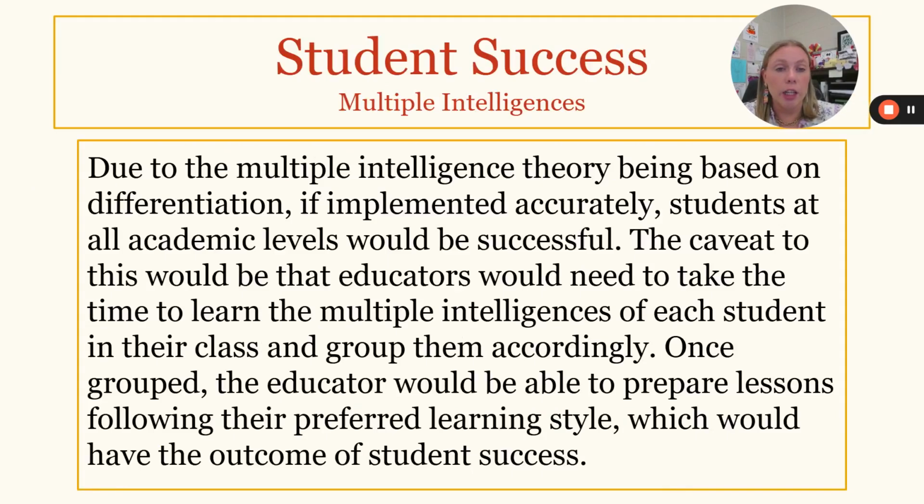Due to the multiple intelligence theory being based on differentiation, if implemented correctly, students at all academic levels would have the opportunity to be successful. The caveat to this would be that educators would need to take the time to learn multiple intelligences of each student in their class and then group them accordingly. Once grouped, the educator would be able to prepare lessons for the preferred learning style for each child, which would have the outcome of student success. Students are successful when we can give them individualized instruction.